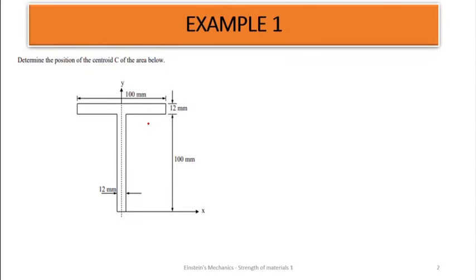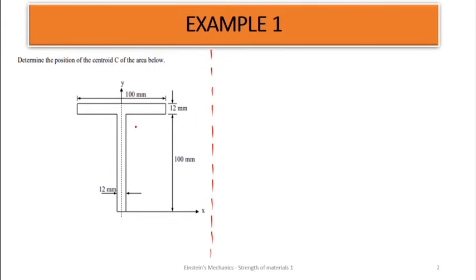So, we have this T shape and we are to determine the position of the centroid C of the area below. This is the shape with the dimensions given, and we are to determine where the centroid C will be. C means a point where a single force resultant can be placed to balance the body.